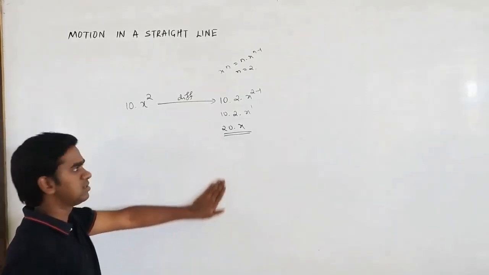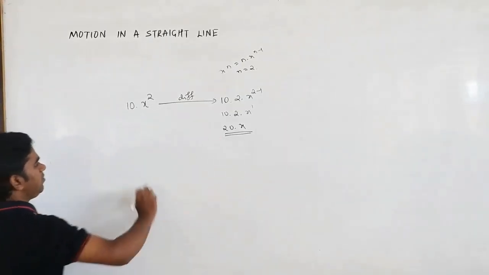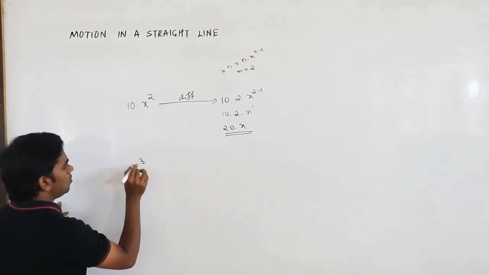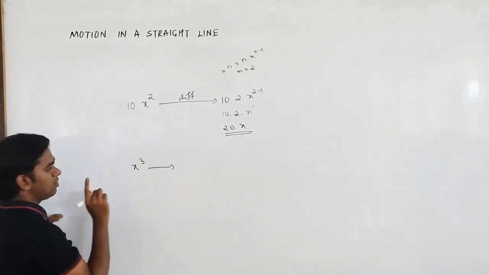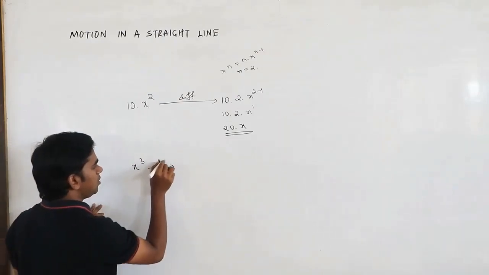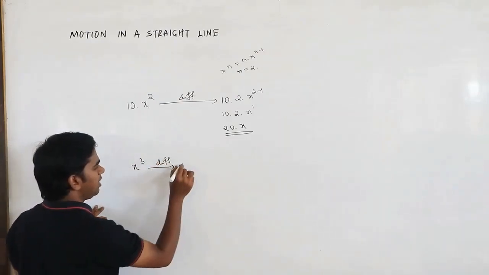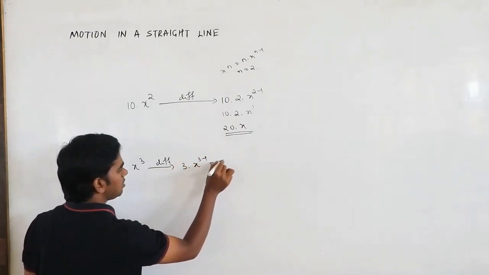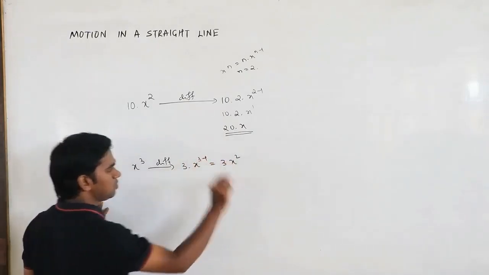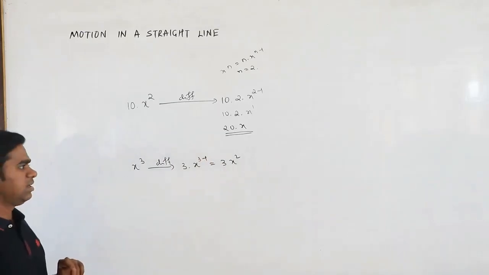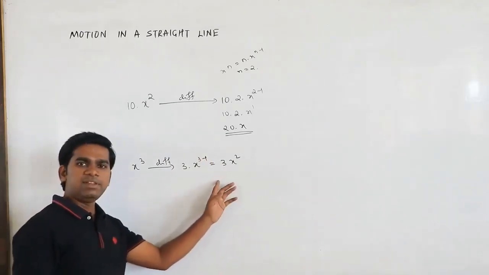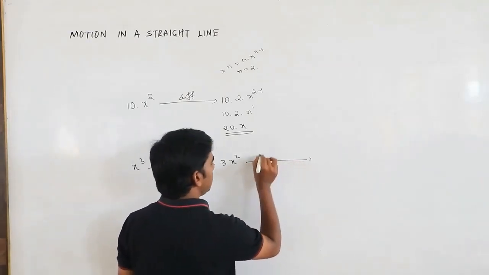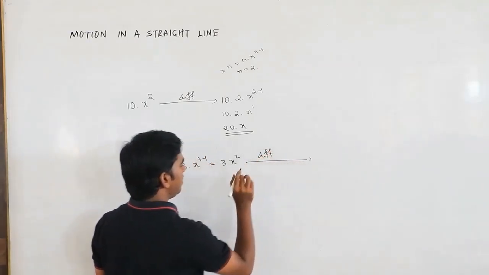Similarly, suppose you are having x cube. What is the one-time differentiation? You will get 3 into x raised to 3 minus 1, that is 3 into x raised to 2. Now I will differentiate this once again. So again differentiate. What will you get?